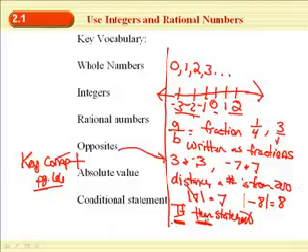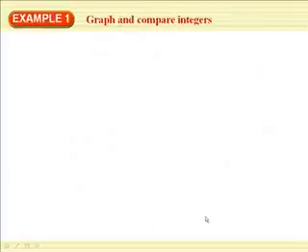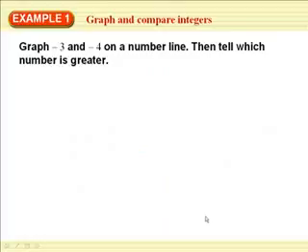I don't know, that's kind of a strange example, but anyway, there is some vocabulary, and there's a lot of words in this, so we'll see as we go through this and do the examples. So let's do that. Example number 1, graph and compare integers. It says to graph -3 and -4 on a number line, then tell which number is greater. So you have a number line, like what's up on the front of the board in my room.